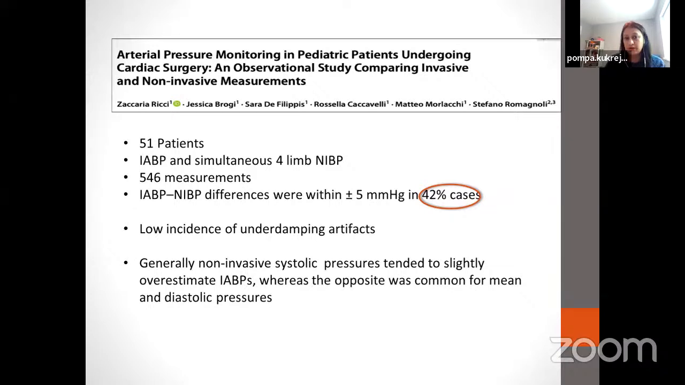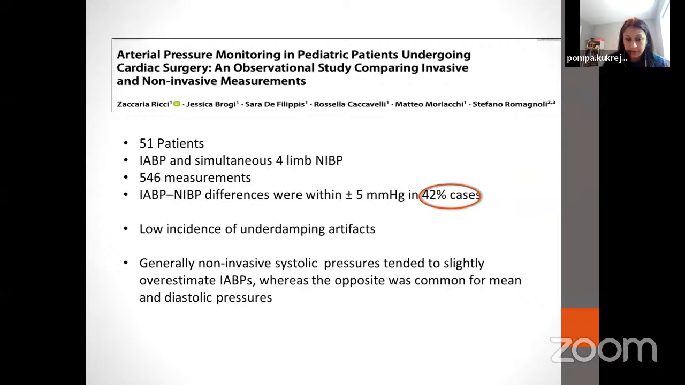This study looked at the comparison between invasive and non-invasive blood pressure in children undergoing cardiac surgery. They had 51 patients with a total of 546 observations. As you can see, it was less than half where the IABP and the NIBP were within the reference range of 5 millimeters of mercury, which means that in about 60% of the cases, there is no agreement between your invasive and your non-invasive blood pressure.